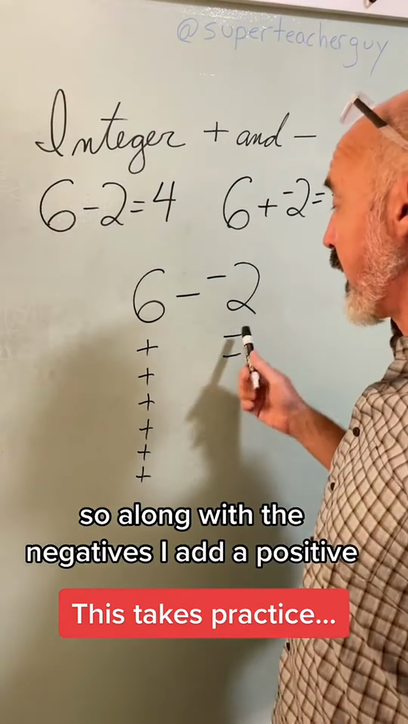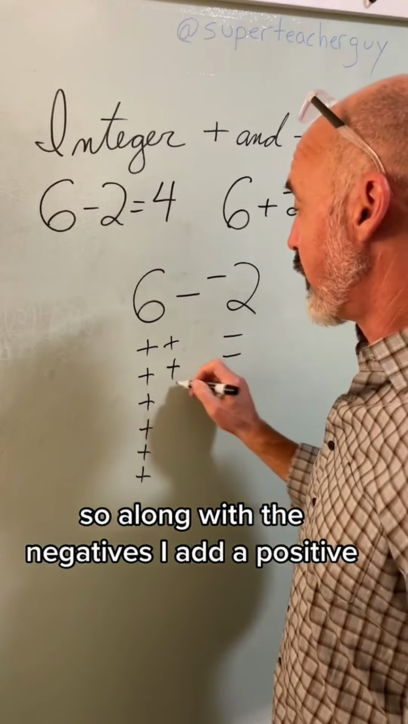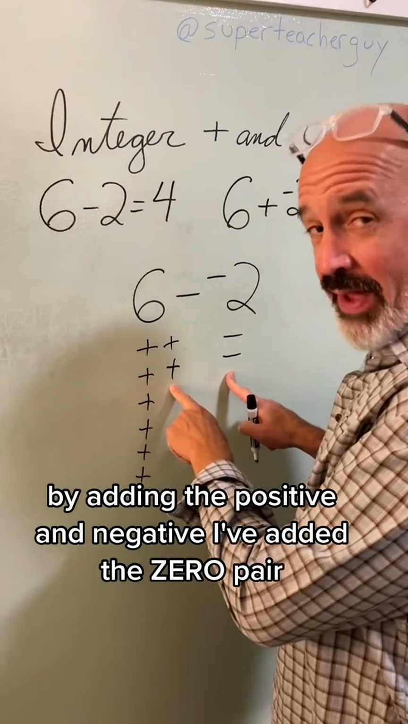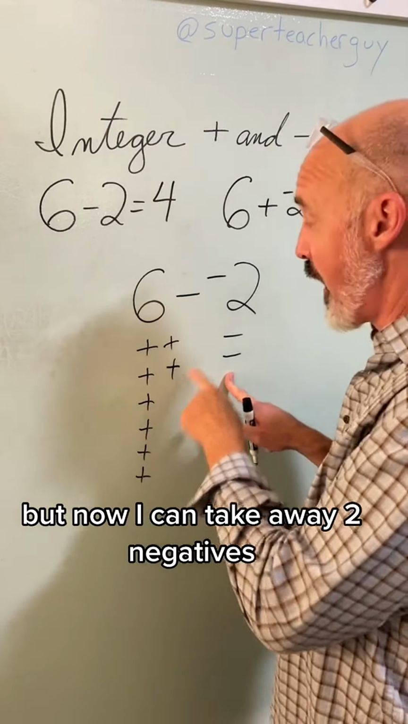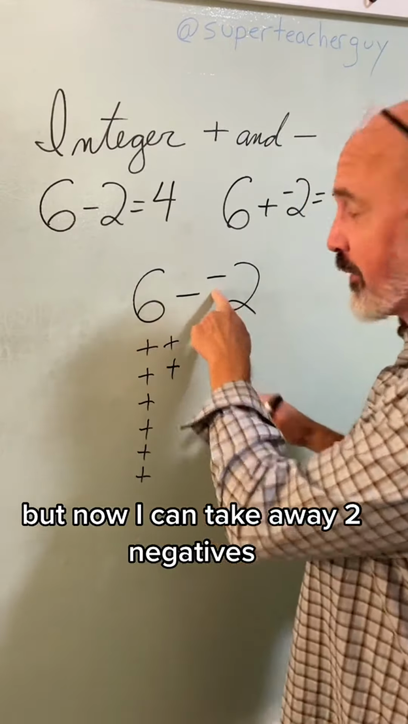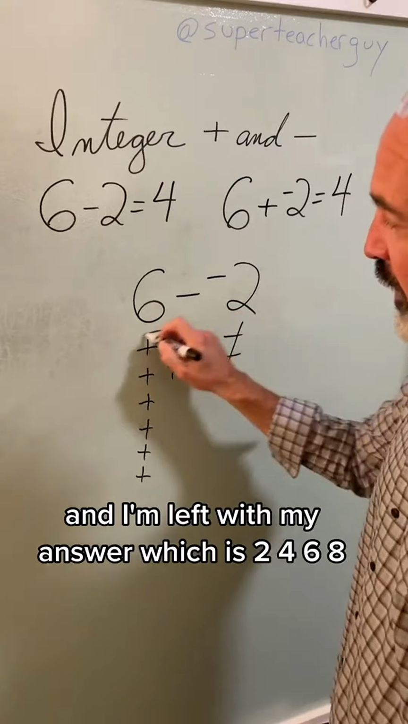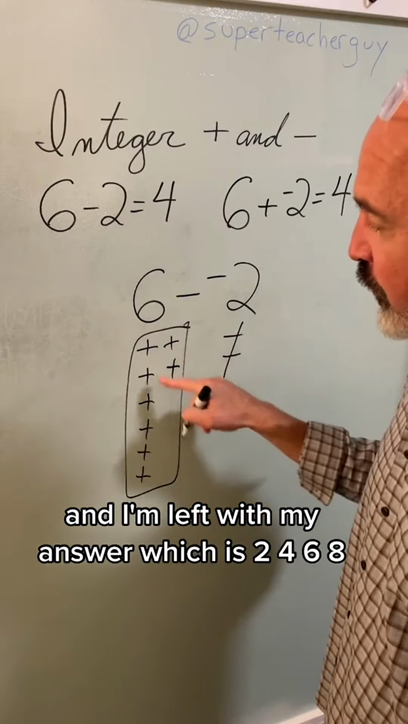So along with the negatives, I add a positive. By adding the positive and negative, I've added a zero pair, which means I essentially added nothing. But now I can take away 2 negatives, and I'm left with my answer, which is 2, 4, 6, 8.